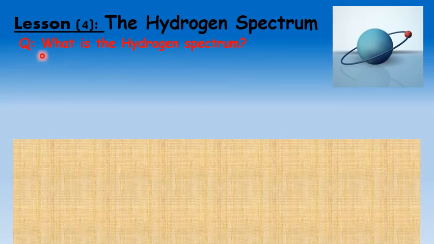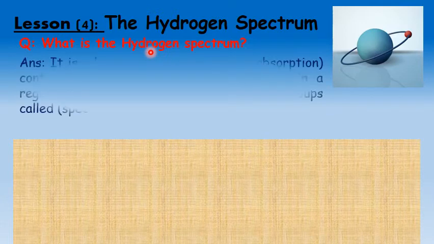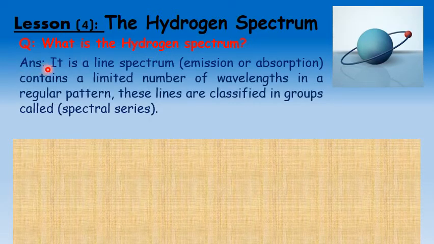The first question we have here is, what is the hydrogen spectrum? What we mean by hydrogen spectrum? Actually, in last lesson we explained the spectrum in general, and we saw what it means exactly. But today we are asking about the hydrogen spectrum. The answer is, it is a line spectrum.